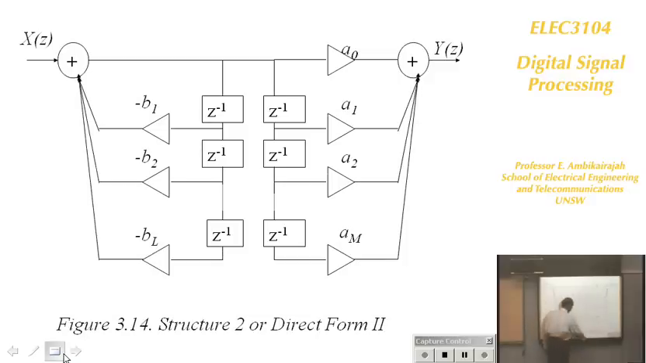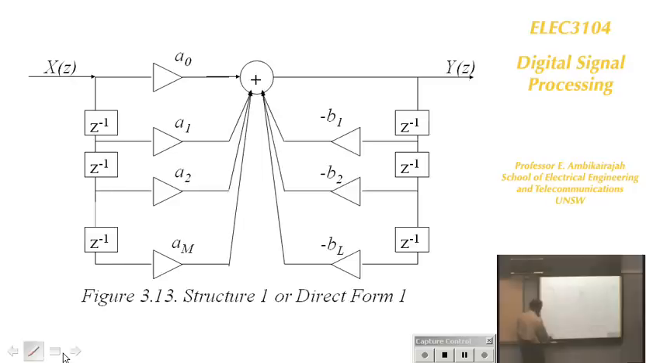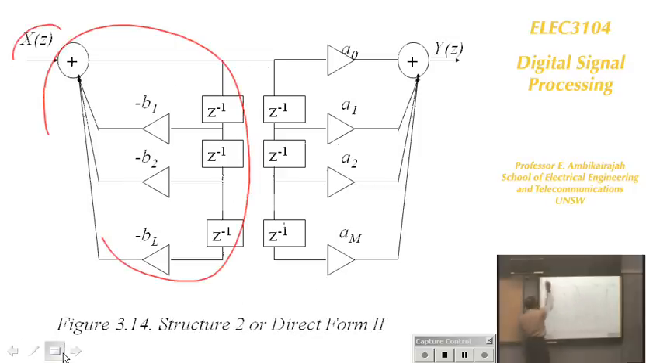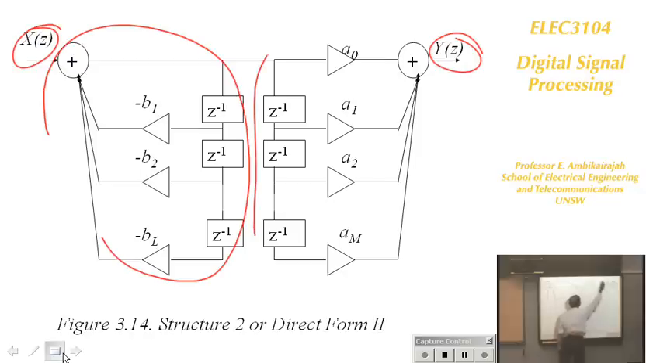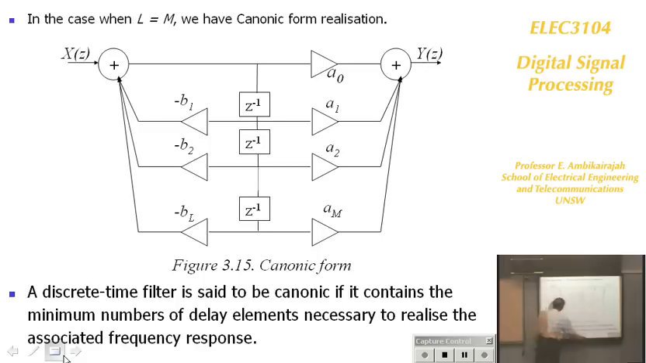And if you switch them around according to the second equation, that's this one, poles first and zeros afterwards. So the poles come first. You don't change this, it remains the same. And the zeros afterwards, you've got that structure, and you should put a dotted line here. That's the structure, and that's called direct form 2. And if you combine these together, because they tap at the same point, the delays can be combined. If you do that, that's called canonic form, minimum delay. A discrete time filter is said to be canonic if it contains the minimum number of delay elements necessary to realize the associated frequency response or the associated structure.